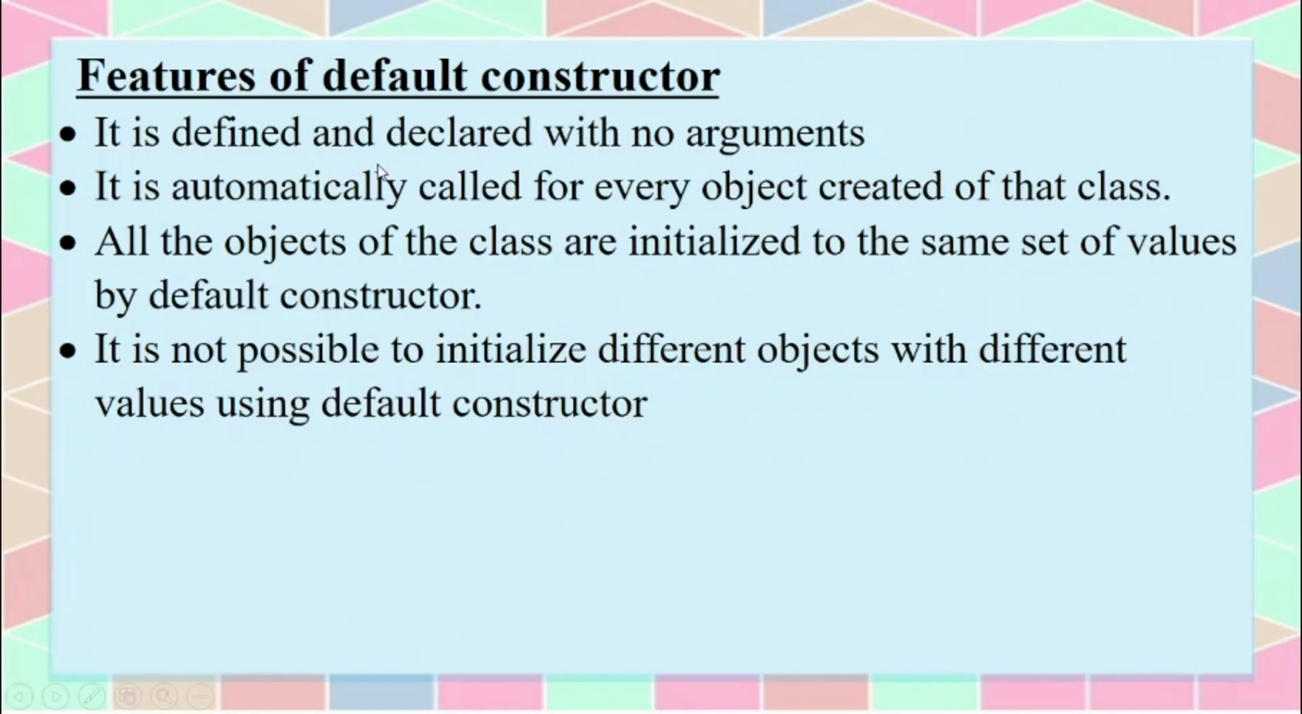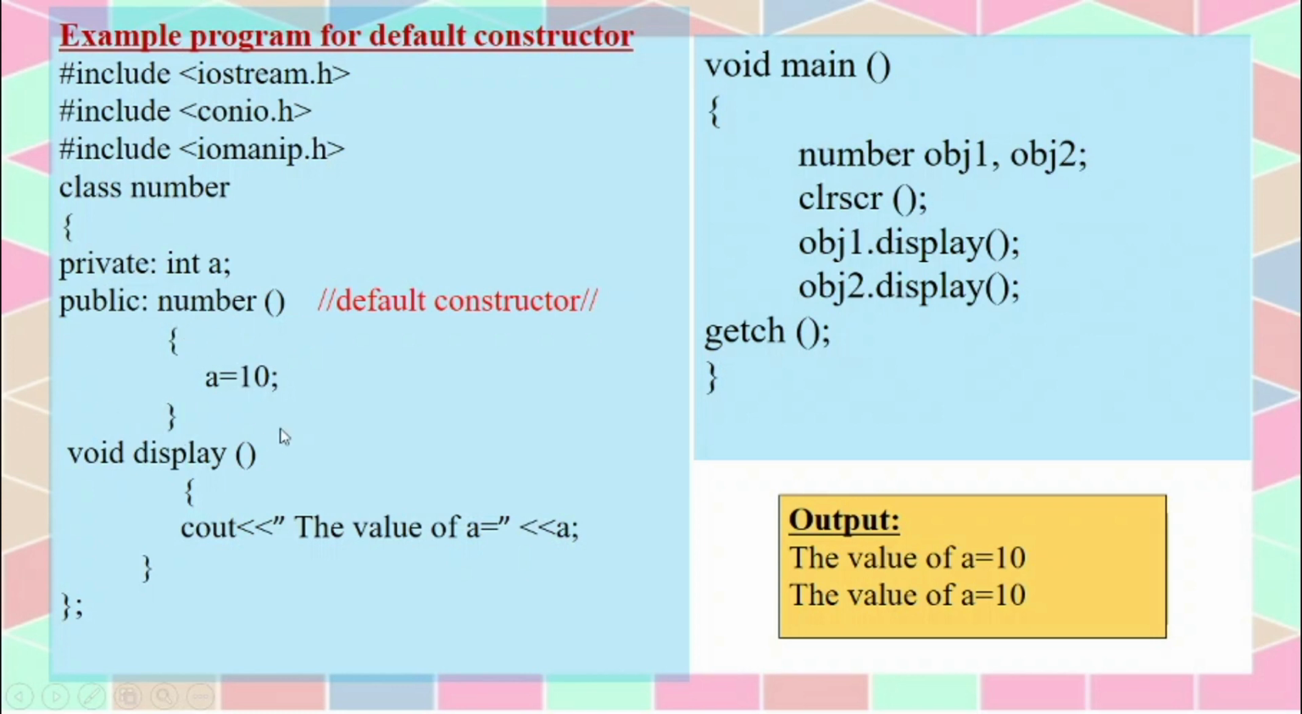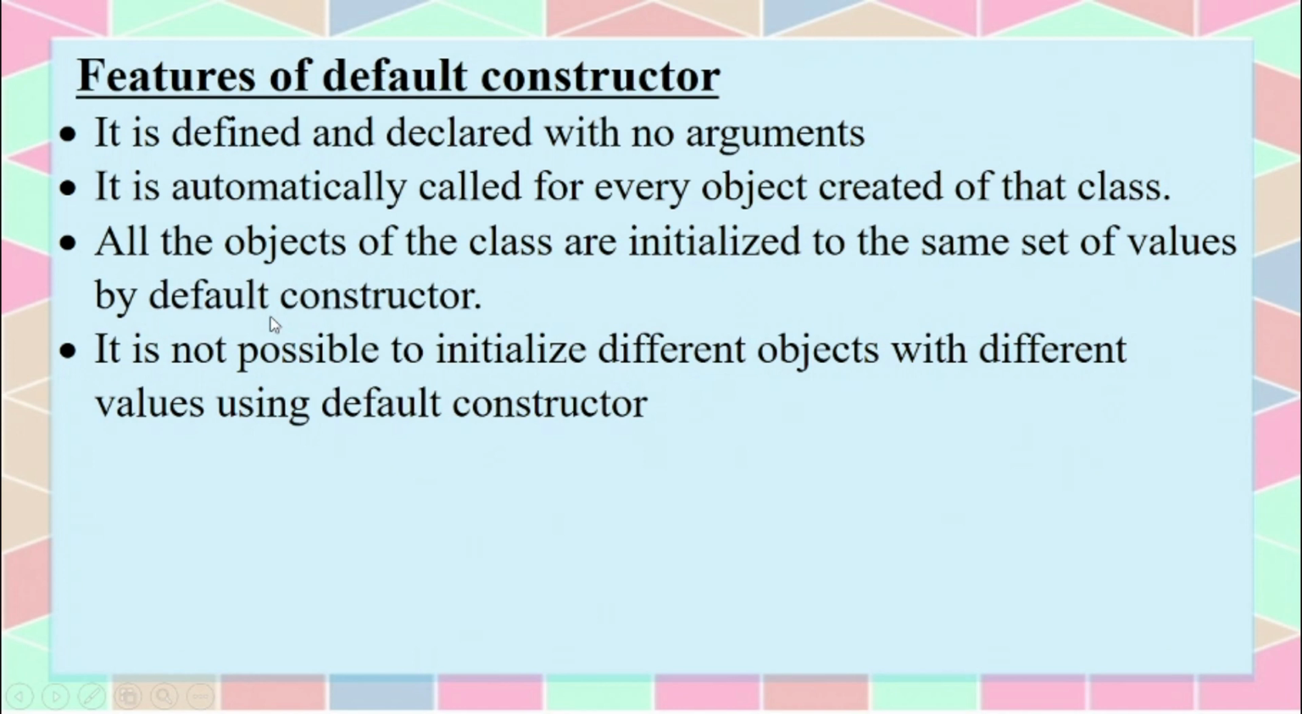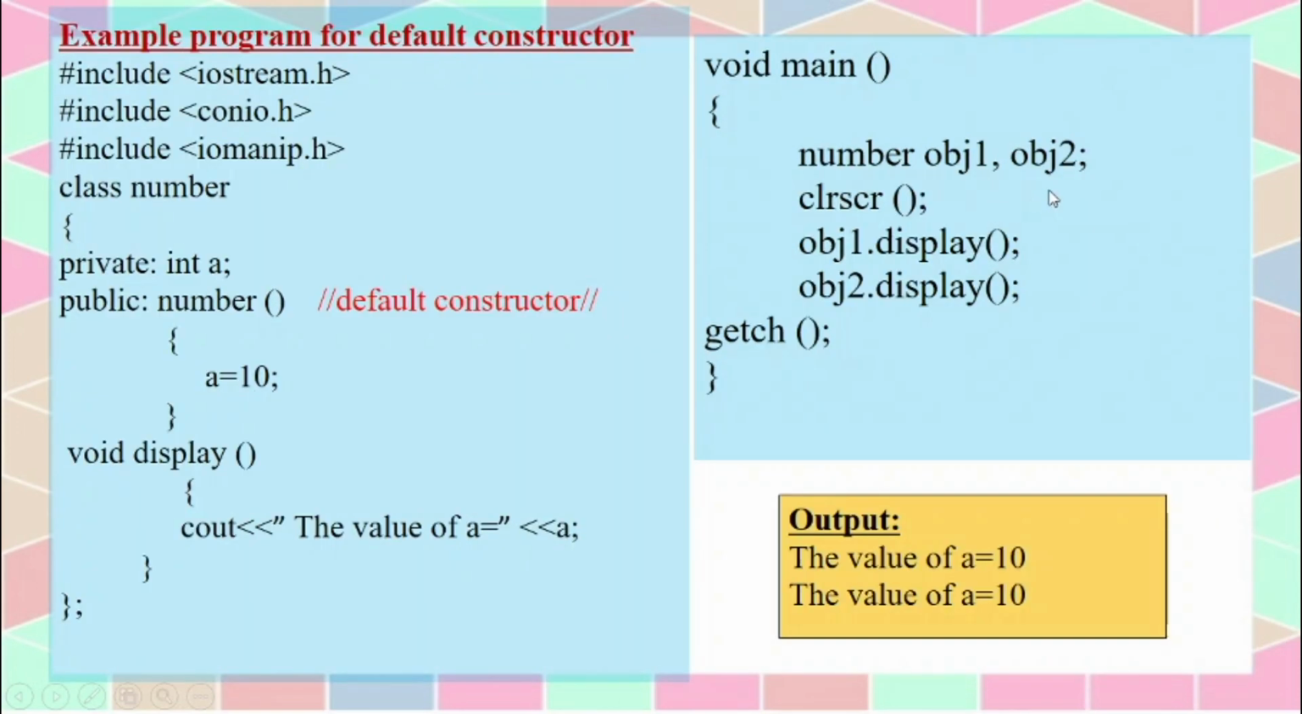So now let us see the features of default constructor. See, it is defined and declared with no arguments. Arguments cannot be passed. The second point, it is automatically called for every object created of that class. So here two objects are created, and for these two objects, this member function is automatically called.